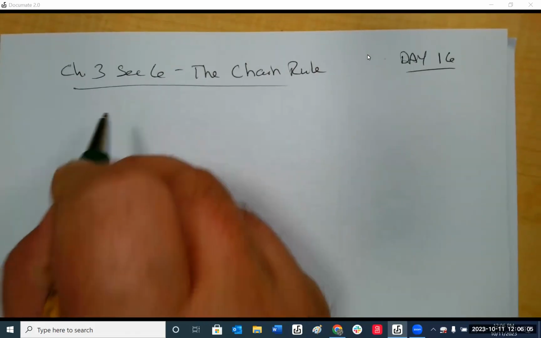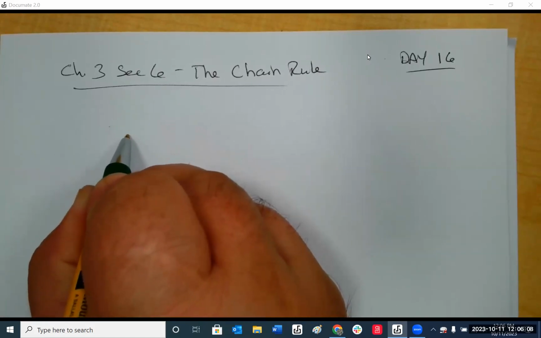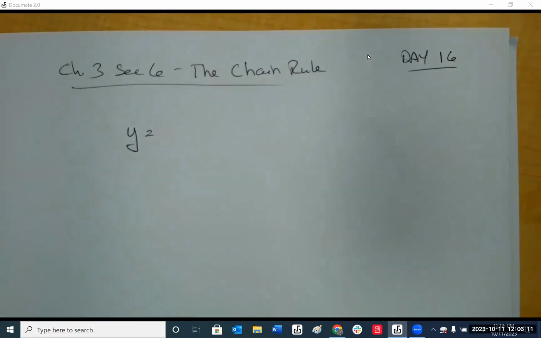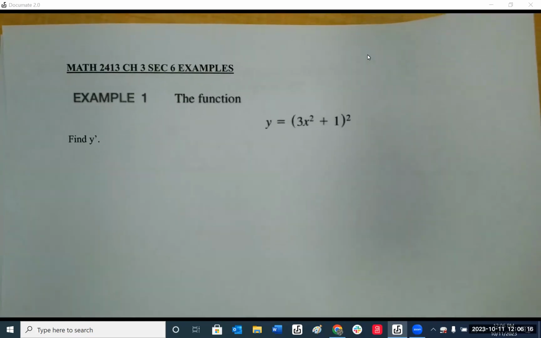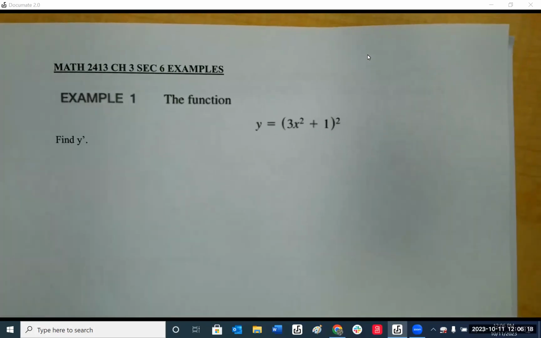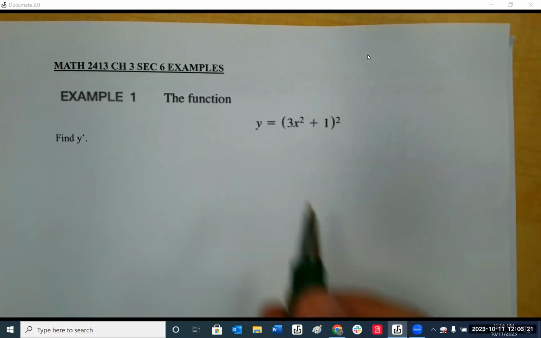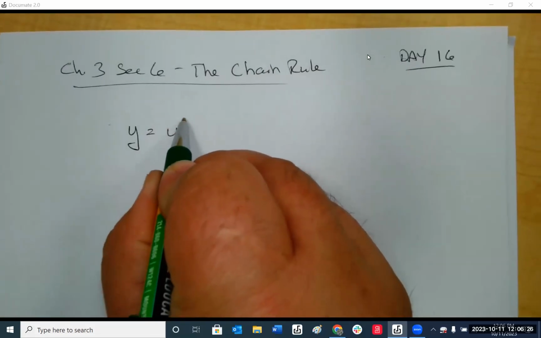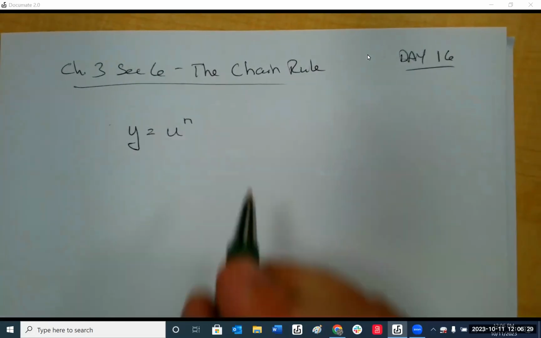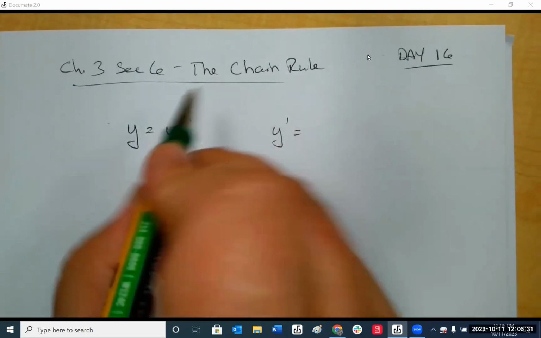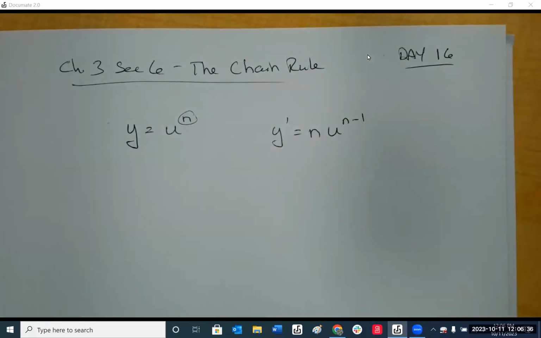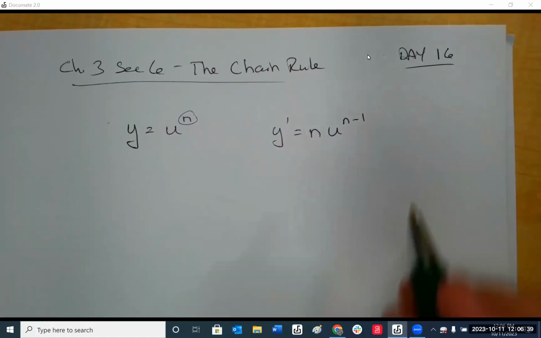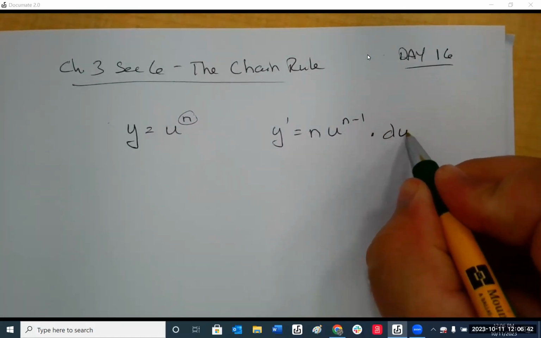So the chain rule, basically it looks like this. Let me give you an example sheet here. I'll show you 2 examples. Remember what we said earlier, that for u to the power n, the derivative is n u to the n minus 1 times the derivative of u.